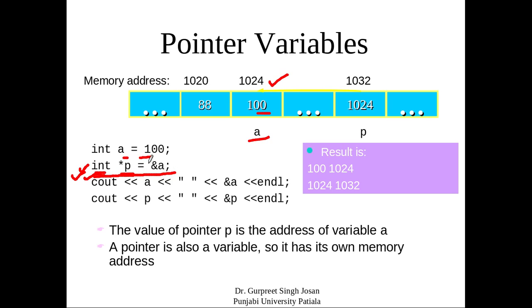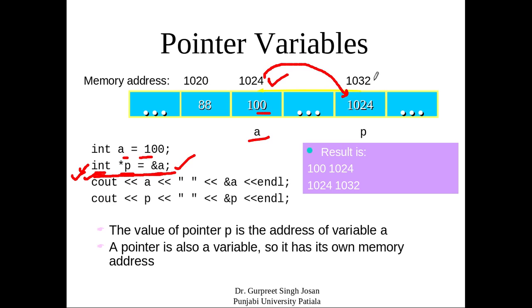Because a is my integer variable, I can store the address of a into p. So I can write ampersand a, meaning the address of a. By the execution of this line, the value 1024 is placed into the p variable. The system will try to find a free memory location.